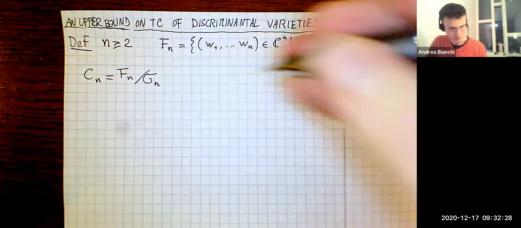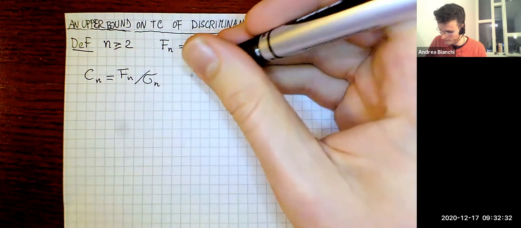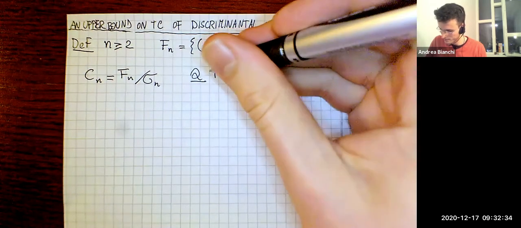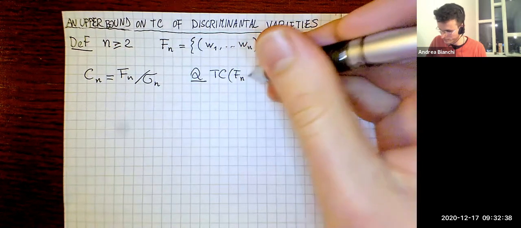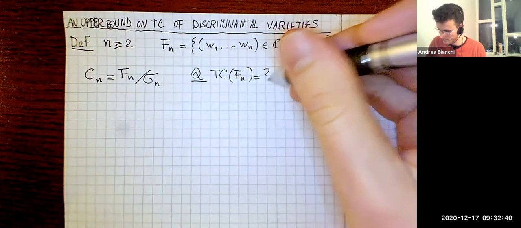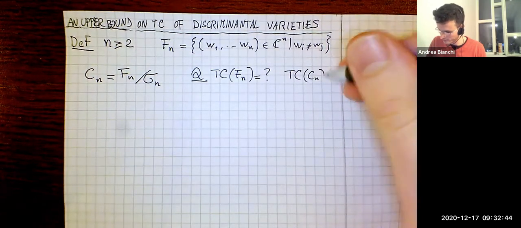And the question that we try to address today is how big is the topological complexity of Fn, and how big is the topological complexity of Cn.